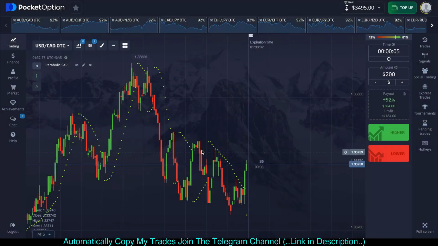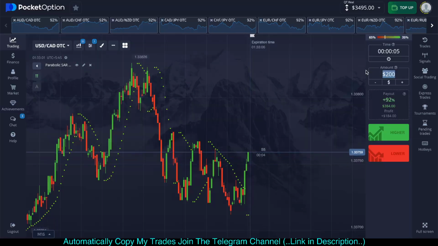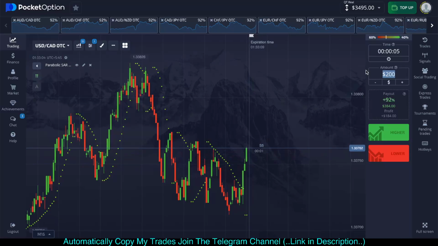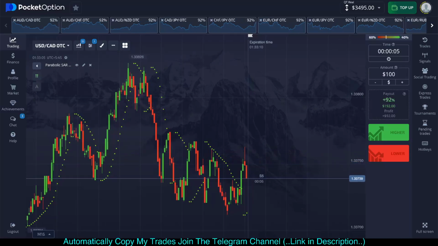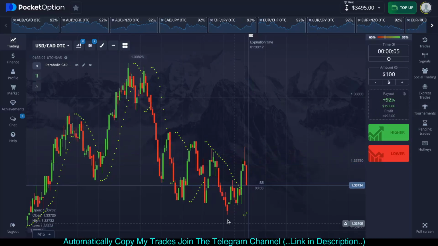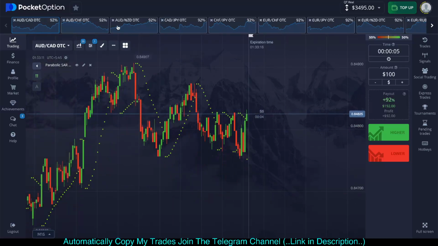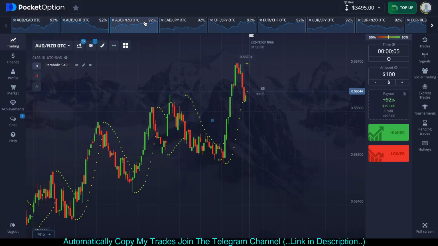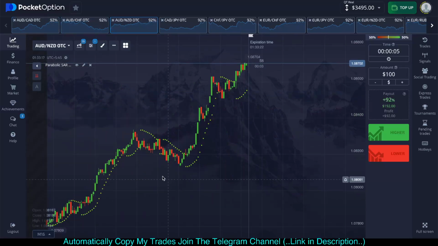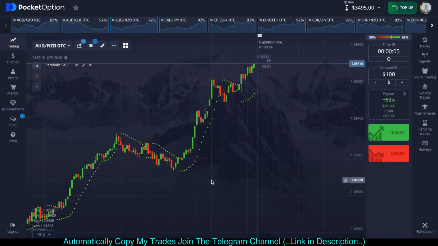So now the strategy is extremely simple, okay. Let's say we are going to invest $100 in one trade. Just decide the amount that you want to invest. So let me show you on a chart so that I can explain how exactly this strategy works, okay. Let's see in this chart.